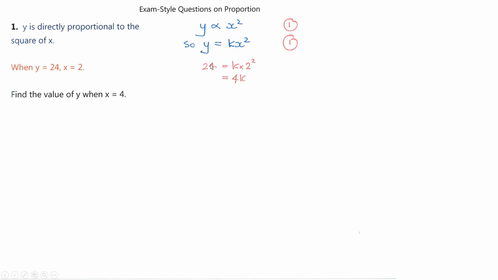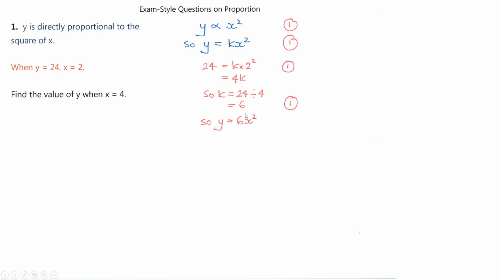So y is 24 and x is 2. So 24 is k times 2 squared. And 2 squared is 4, so 24 is 4k. And then to work out what k is, we divide both sides by 4 and we get 6. So in this particular question, we've just worked out that k is 6. And so our formula now, it used to be y equals kx squared, but now it's y equals 6x squared because k is 6 in this question.